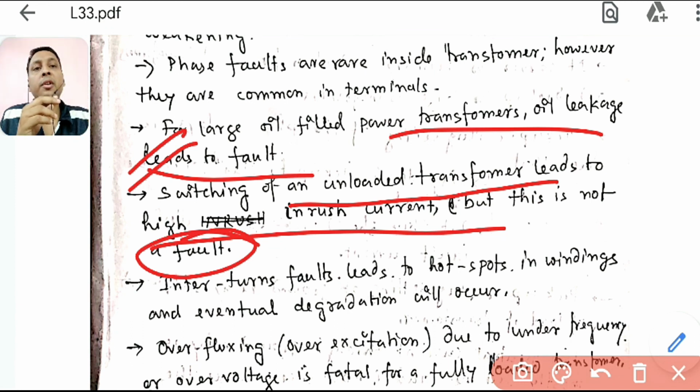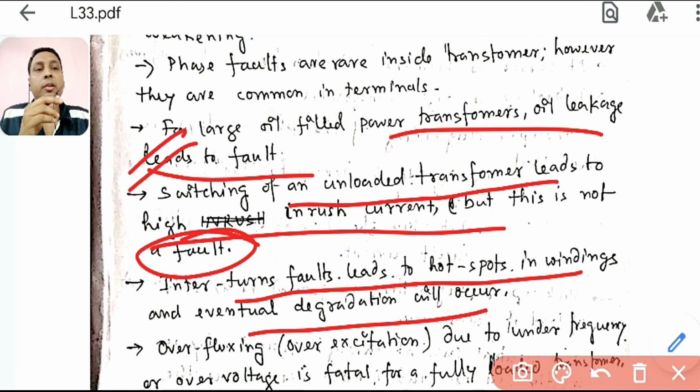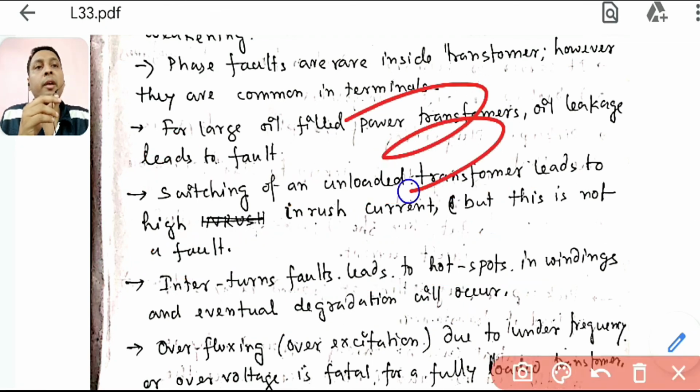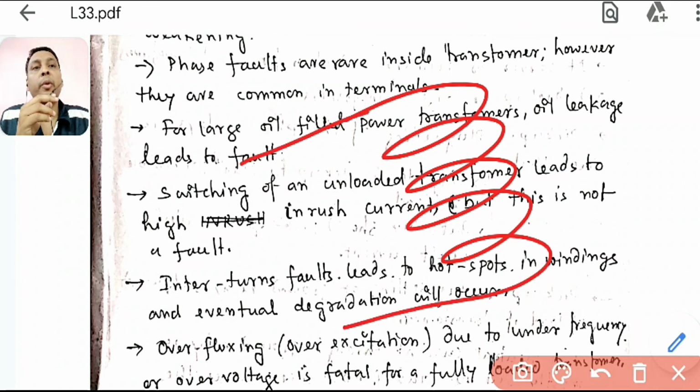And interturn faults: suppose there is a winding, and how many windings are there? 1, 2, 3, 4. Say 4 windings are there.